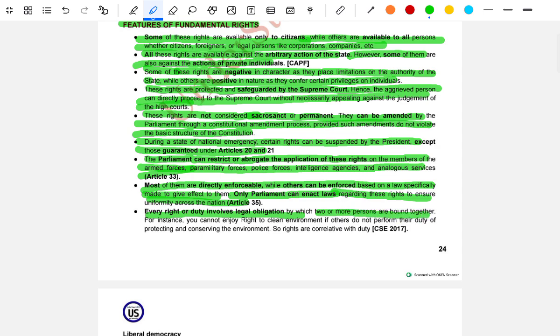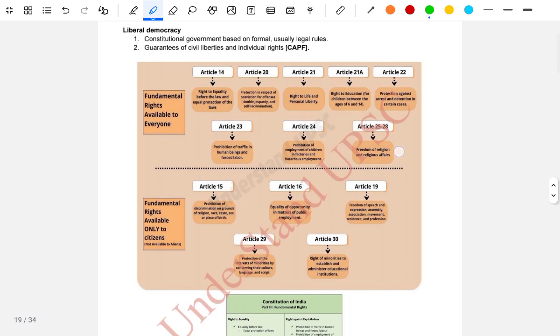For instance, you can't enjoy the right to a clean environment if others do not perform their duty of protecting and conserving the environment. So rights are connected with duties. In a liberal democracy, a constitutional government is based on formal, usually legal rules, with the guarantee of civil liberties and individual rights, the fundamental rights available to everyone.